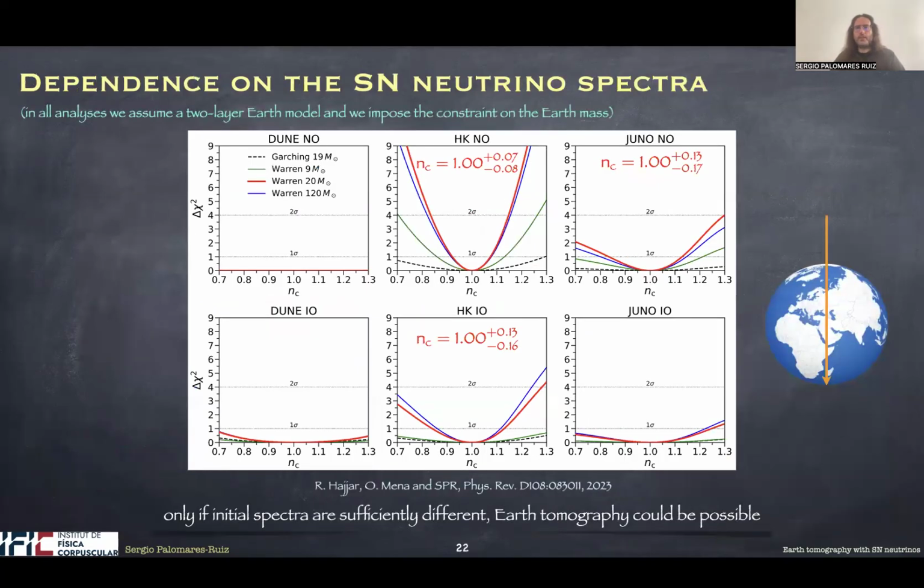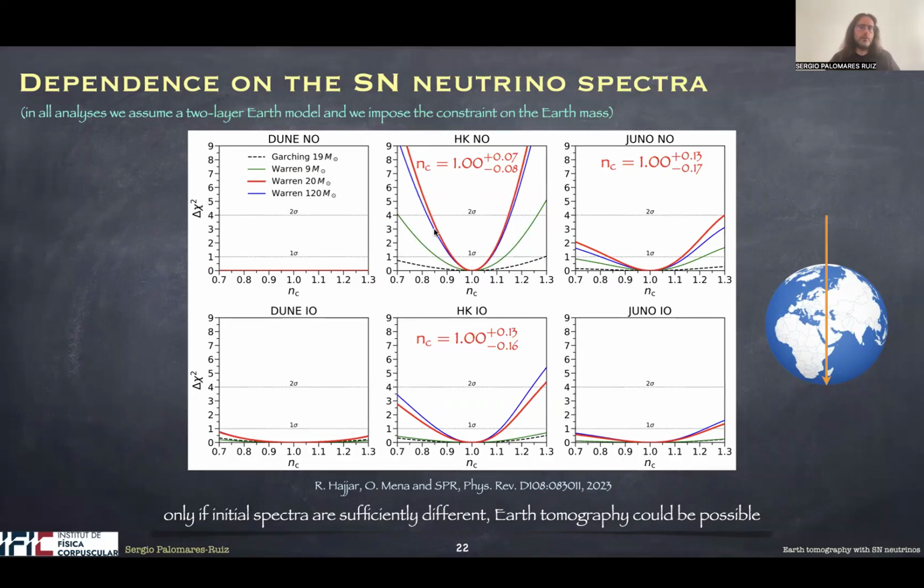So what is the dependence on the supernova neutrino spectrum? Here are the results for neutrinos going through the entire Earth. For the case of DUNE, due to a poor energy resolution at tens of MeV, there are no good chances to do this type of analysis. But for Hyper-K and JUNO, different supernova neutrino spectra provide different results, and you see that they are dramatically different. The key here is that this type of tomography can only be performed if the initial spectra, nu E's and nu X, or anti-nu E's and nu X, are sufficiently different. Otherwise, this would be very suppressed.